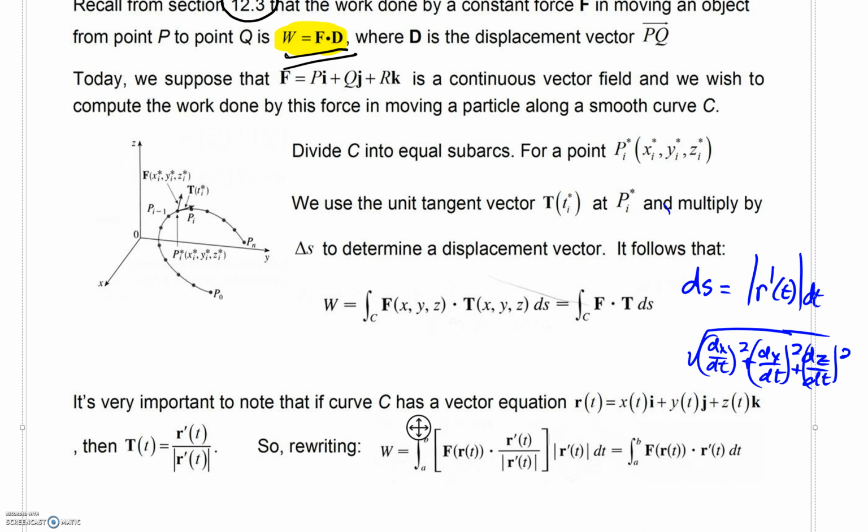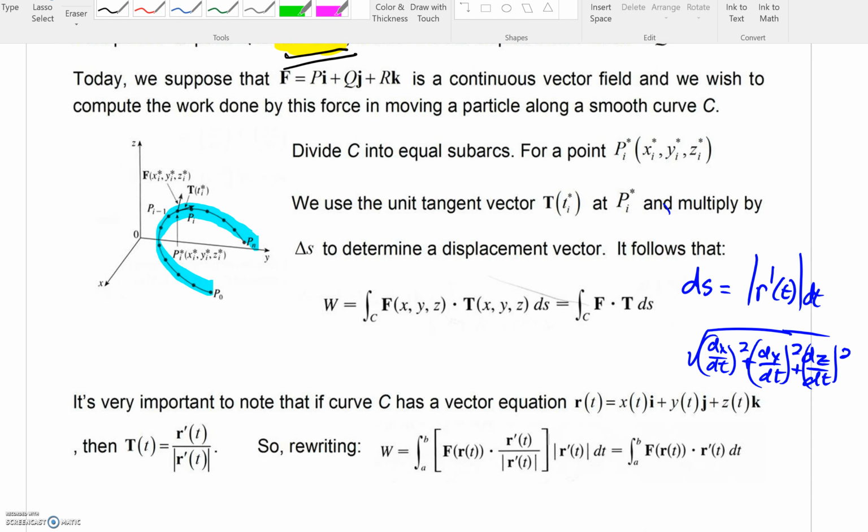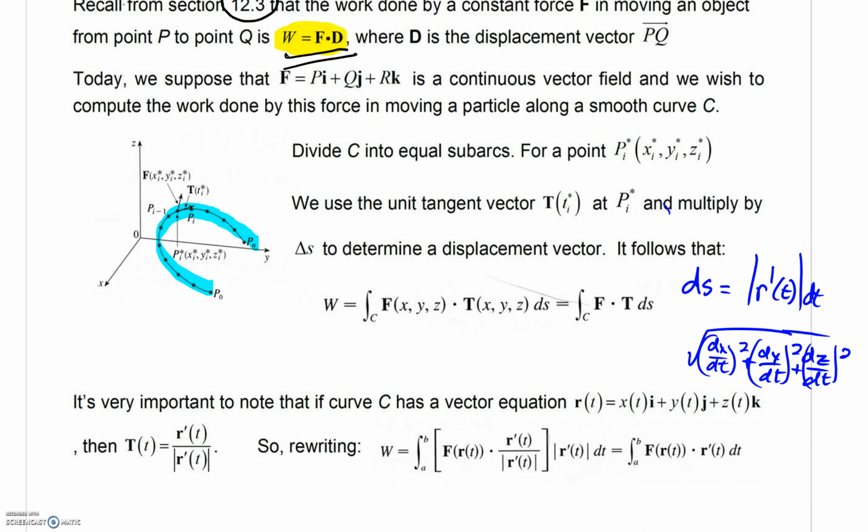So it's very important to point out that we do have a force field or a vector field in play, but we're traveling along a curve labeled C, and we'd like to measure the work done moving a particle along this curve. So you obviously are thinking, well, we need to deal with the displacement vector. We need to have a dot product.